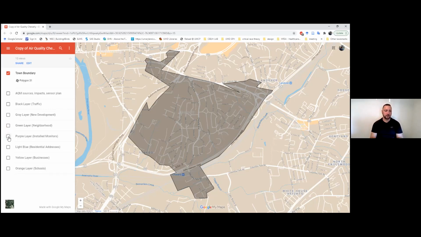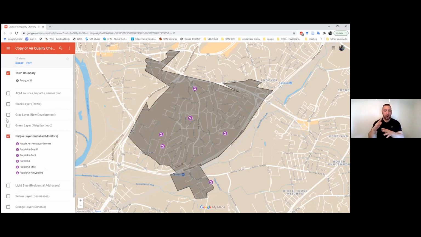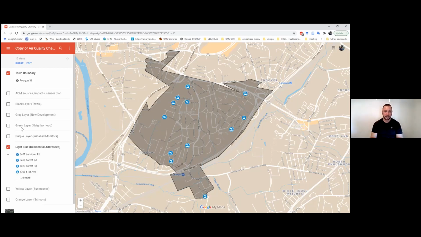And then our purple layer are already installed monitors, our PurpleAir monitors, which one in the town hall. We have one in Boyd Park, the town pool, and we have one at Karen's house, and then another one down here. So these are the PurpleAir monitors that are already installed throughout Cheverly. And then our light blue are the residential addresses. So we have a few of these that would go outside of Cheverly residents' homes.